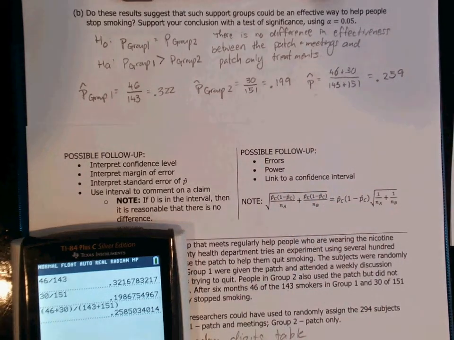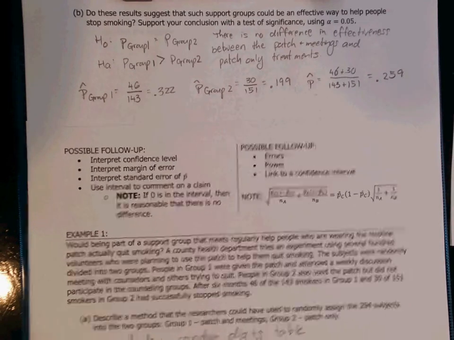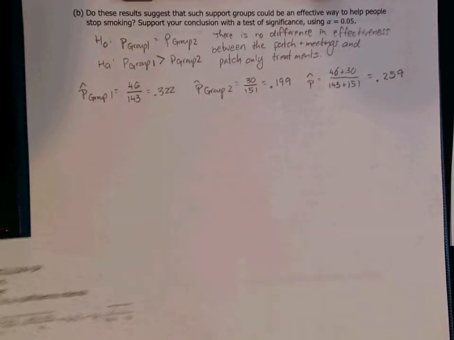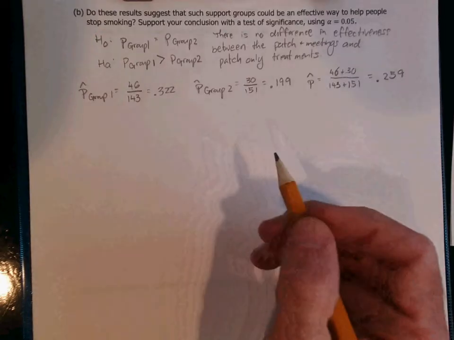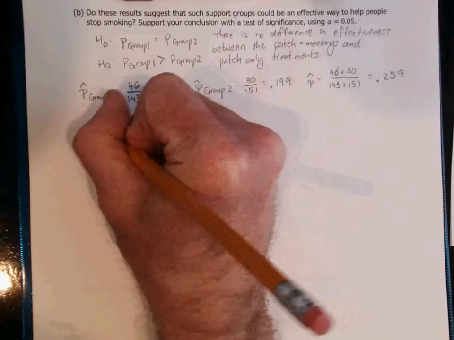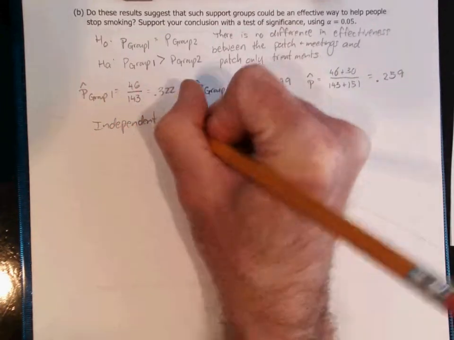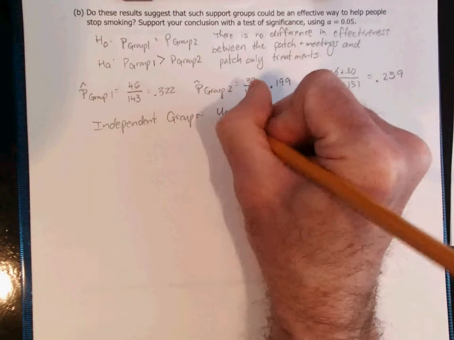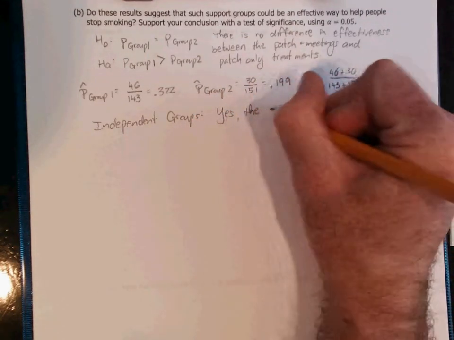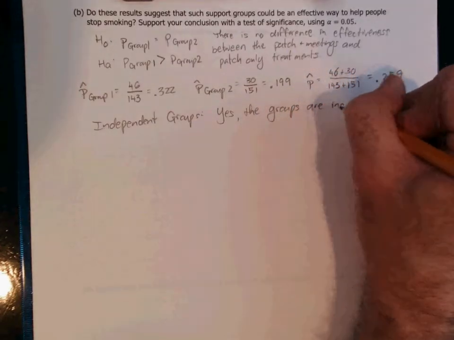So the first check, and this is a long problem now, is: are these two groups independent? So do we have independent populations? Independent groups. And the answer to that is yes, the groups are independent. So then the remaining checks.